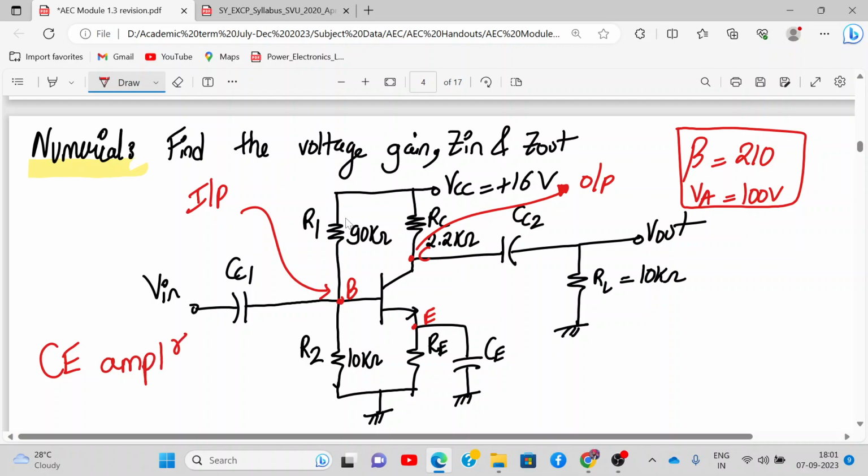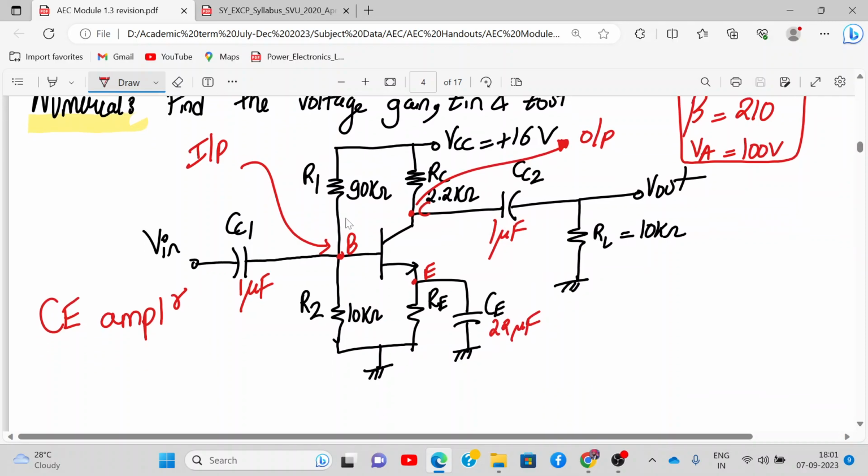Okay. So it doesn't matter even if the values of CC1, CC2 and CE are not given because they are not going to be useful over here right now. Still if you want to write, you can write it as 1 micro and 22 micro farad. It doesn't matter. It is not involved in calculation right now. It will come in handy in module number 3.